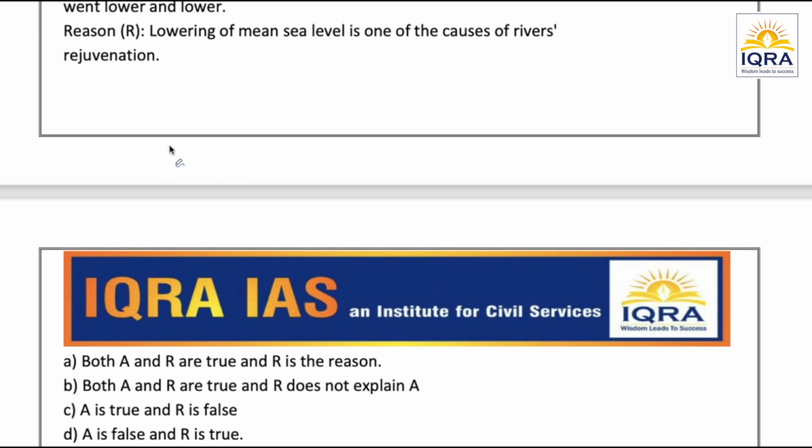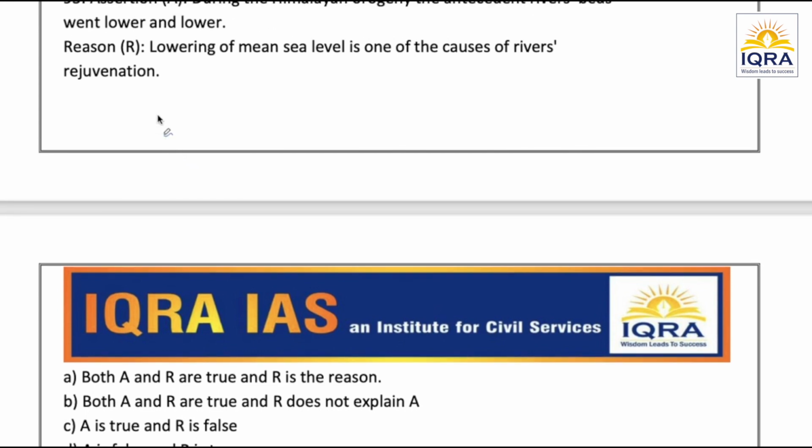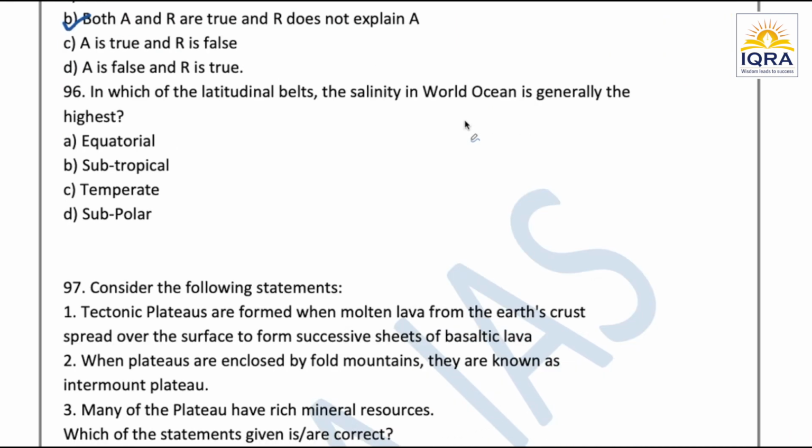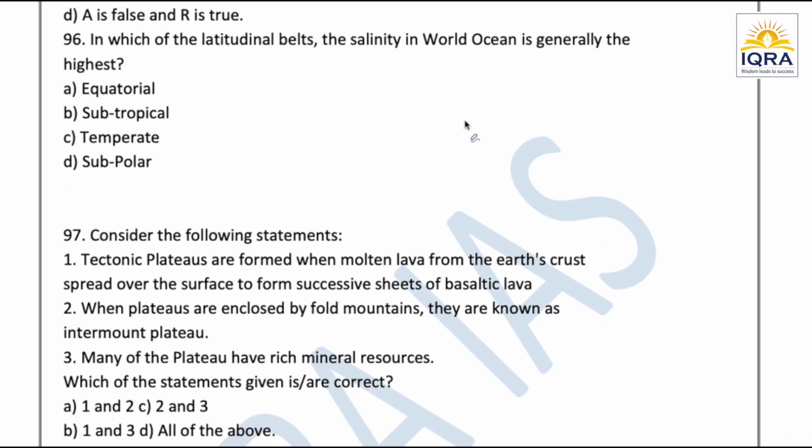Next one, we have question number 95. Again, an assertion and reasoning question. Assertion says during the Himalayan orogeny, the antecedent river beds went lower and lower. Yes, it happened. And the reason says that the lowering of mean sea level is one of the causes of river rejuvenation. This is a correct statement, though it is not the right reason for this assertion. Hence, our option B becomes the correct answer for this question. Both statements are correct, but R does not explain this assertion, right?